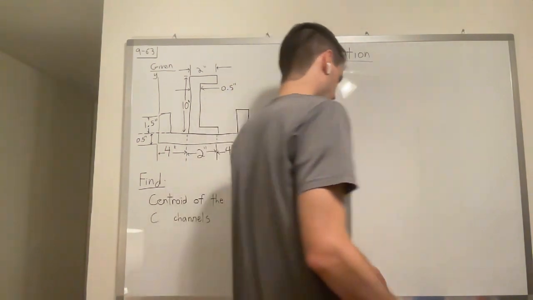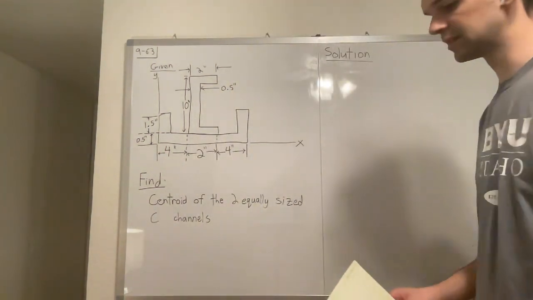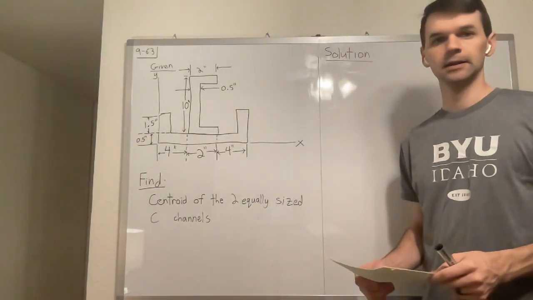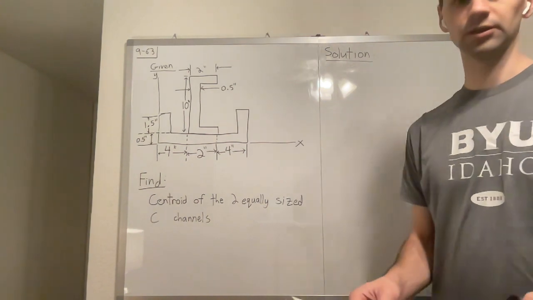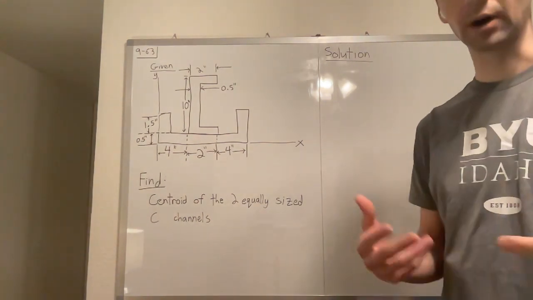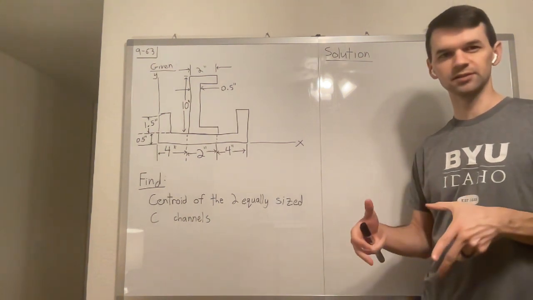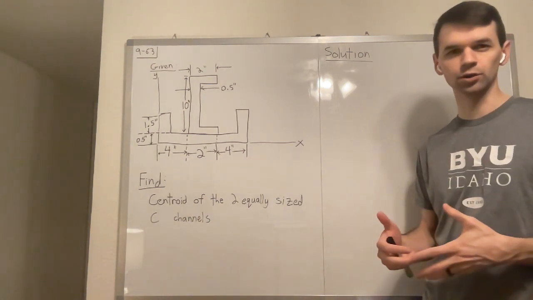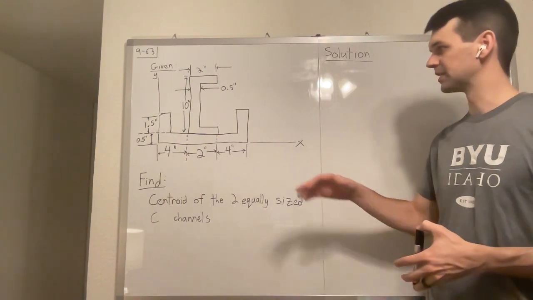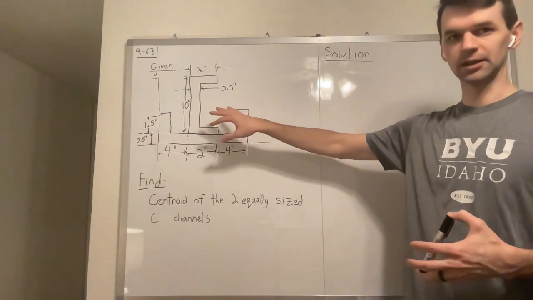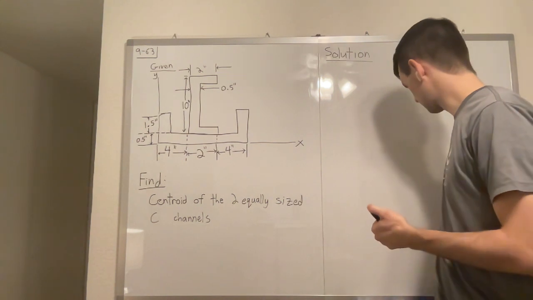So how do we go about doing that? There's a lot of different ways that you can do this. This is what you might call finding the centroid of a composite body. It's really easy to find a centroid of a simple shape like a square, a rectangle, a circle, a triangle, but this is a whole bunch of rectangles stuck together. So there's different ways that you could do this.